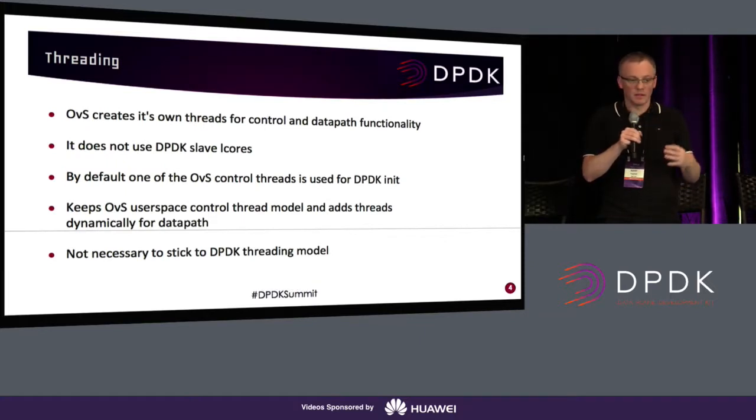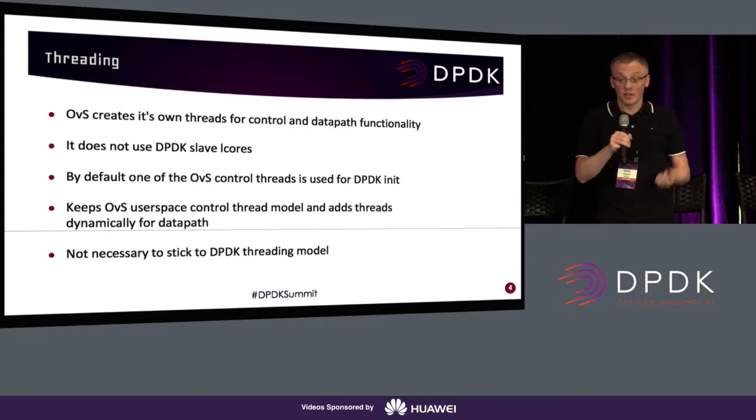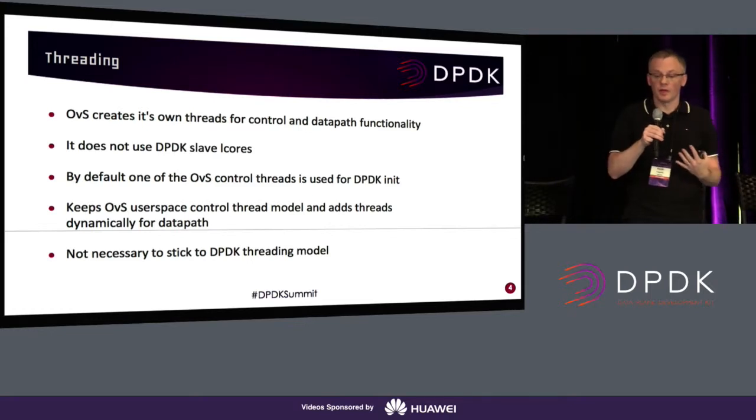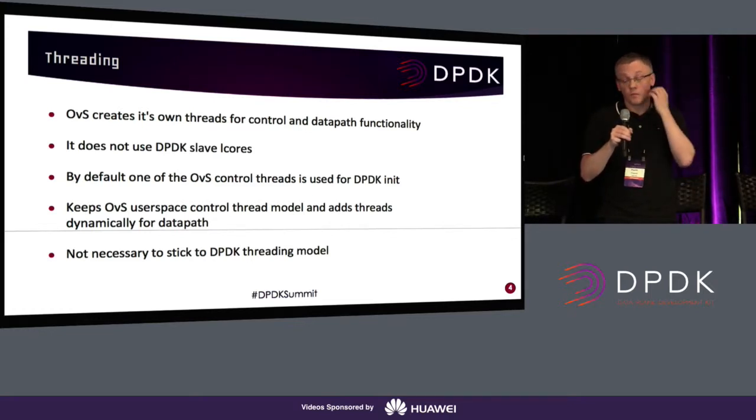Okay, so just a few things on that list. In terms of threading, OVS creates its own control threads and its own threads for control and data path functionality. So it doesn't use the DPDK slave lcores, but of course we still have to pass in the -c argument if we want to initialize DPDK. And that caused some problems, but eventually we were able to find a way where we could use one of the CPU set of the OVS control threads to initialize DPDK, and then go back to normal Open vSwitch control threads that we can schedule with Linux across different cores.